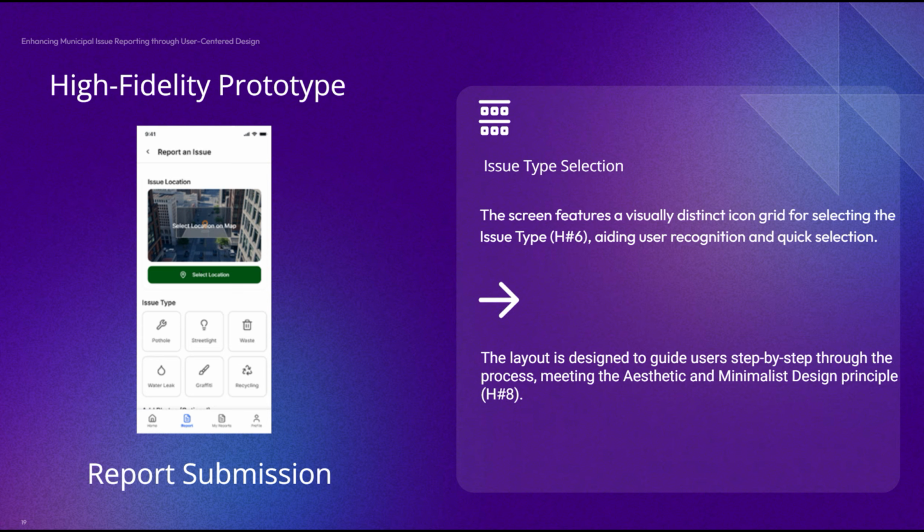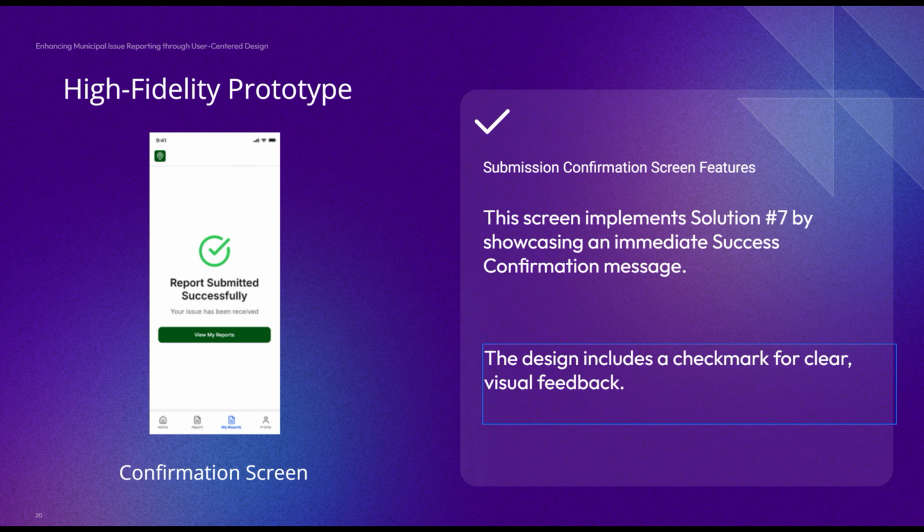We also ensure error prevention by requiring location data before submission. Once submitted, click. We get immediate visual success confirmation, fulfilling the crucial feedback goal. Show confirmation screen. Next, let's see how Sara tracks her report.